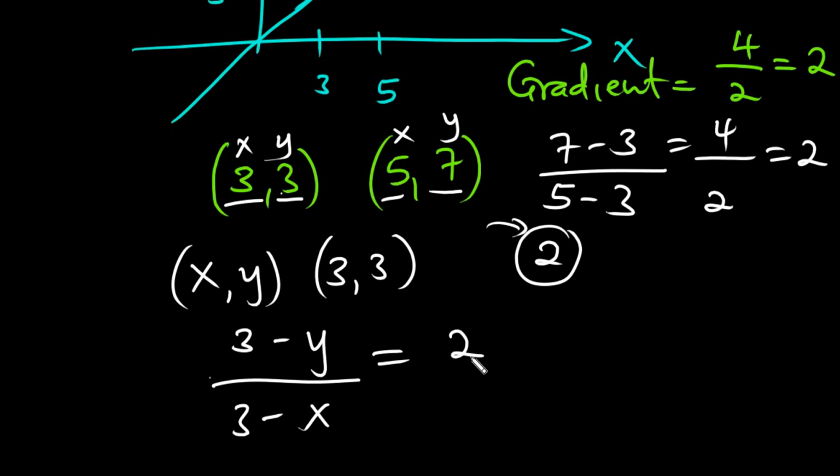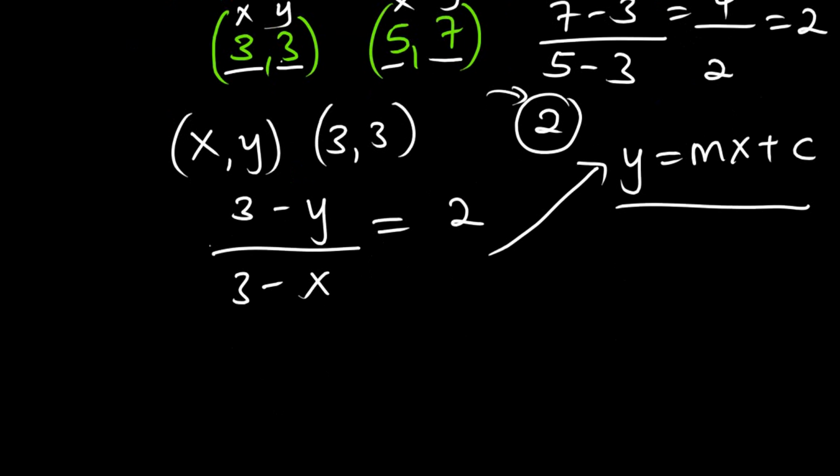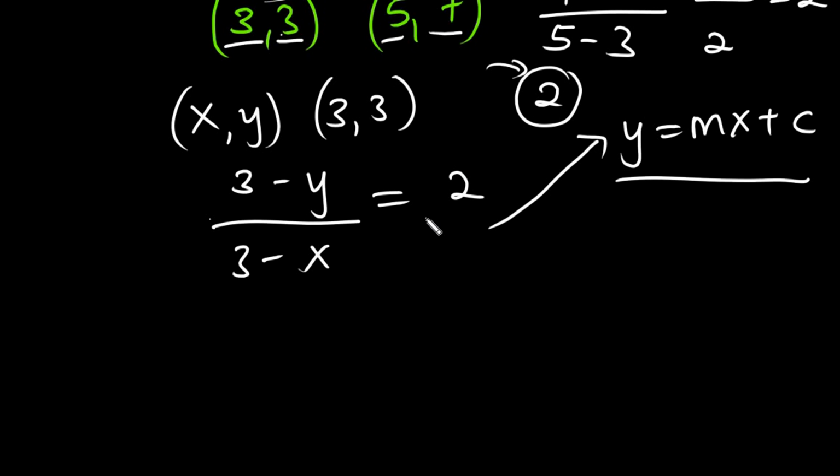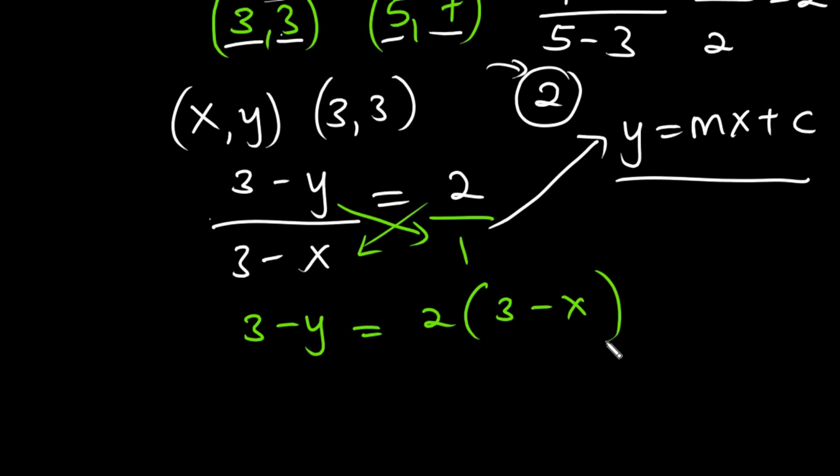Okay, we are told that this equation should be in the form y is equal to mx plus c. So our intention here is to make this equation resemble this form. So how do we do that? At this point, we are going to cross multiply. So you multiply this by this and this by this. So it's going to be 3 minus y is equal to 2 multiplied by 3 minus x, and this is going to be 3 minus y is equal to 6 minus 2x.